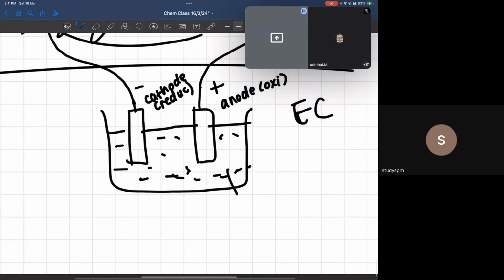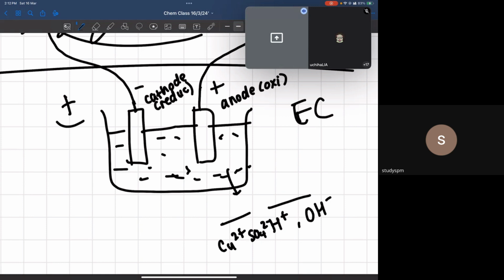If they give you a solution, then you write down all the solution. Let's say copper sulfate to sulfate, then you put a break between copper and sulfate. That's it. Then, which one is attracted? The positive ions are attracted here, and the negative ions are attracted here. Then you answer. That's all for the electrochemical cell.